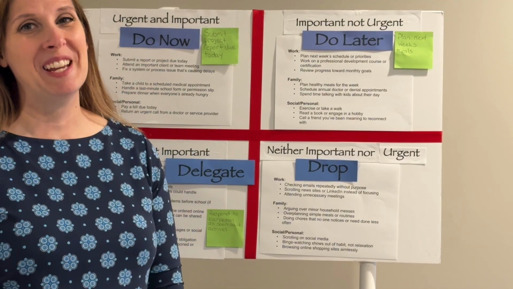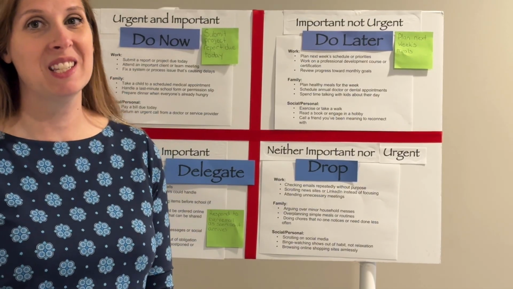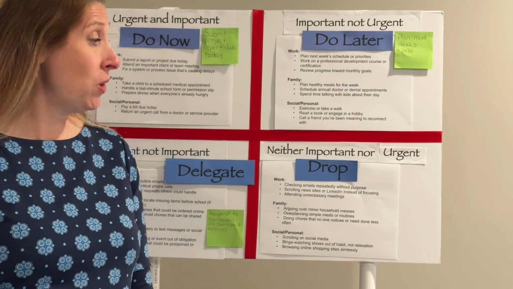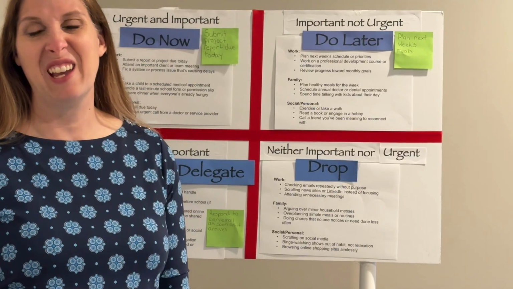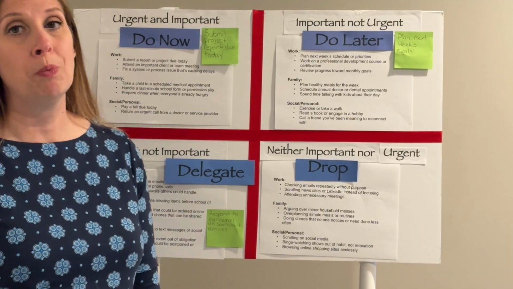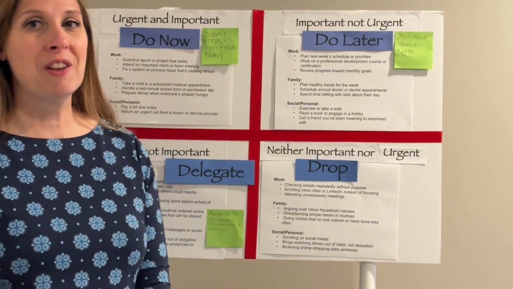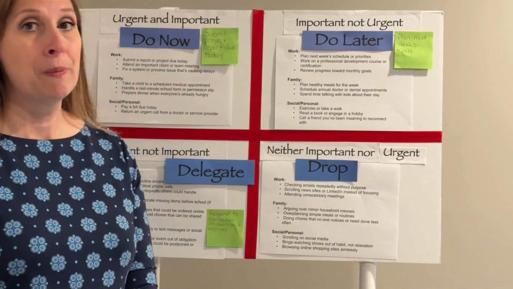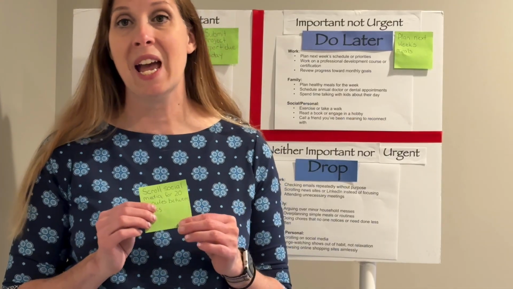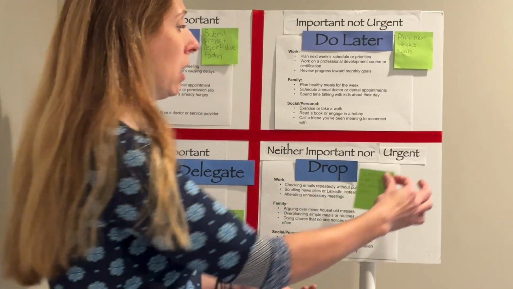In your family life, it may be arguing over minor household messes, over planning simple routines or meals, doing chores that no one notices, or those that maybe need done less often. And in your social life, it'd be something like scrolling through social media, binge watching shows out of habit, not relaxation, and browsing online shopping sites aimlessly. This sticky note says, scroll social media for 20 minutes in between tasks. It's neither urgent nor important, so it would fall into this category, the Drop category.